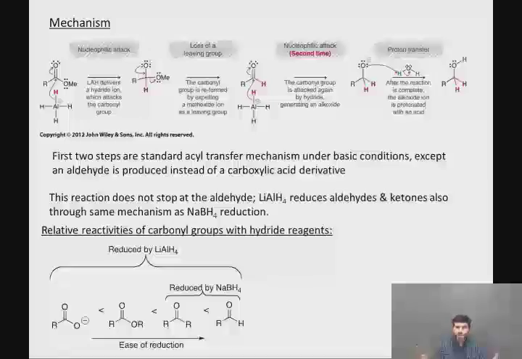You could, if you wanted to, reduce an aldehyde or ketone with lithium aluminum hydride. It's just that sodium borohydride is a much more practical reagent to use because it doesn't have the property that it may spontaneously catch fire. And lithium aluminum hydride may spontaneously catch fire. In fact, I have had it happen to me once.